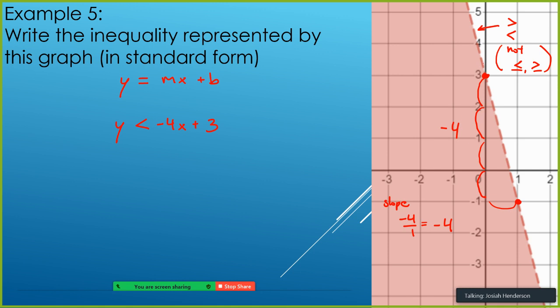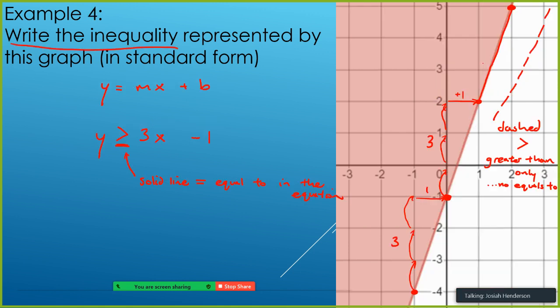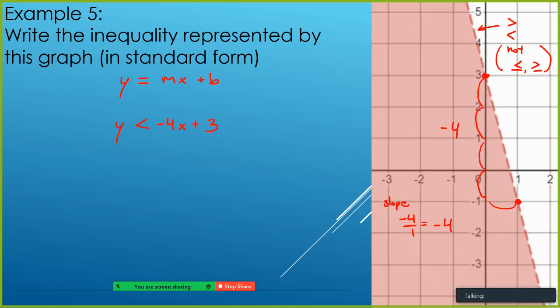But I'm going to go back real quick to this one. The left side was also being shaded here. This is our previous example. But this was above the line. This time, the left side is shaded, but it's below the line. So always frame it to yourself as an above or below. Am I shading above or below?